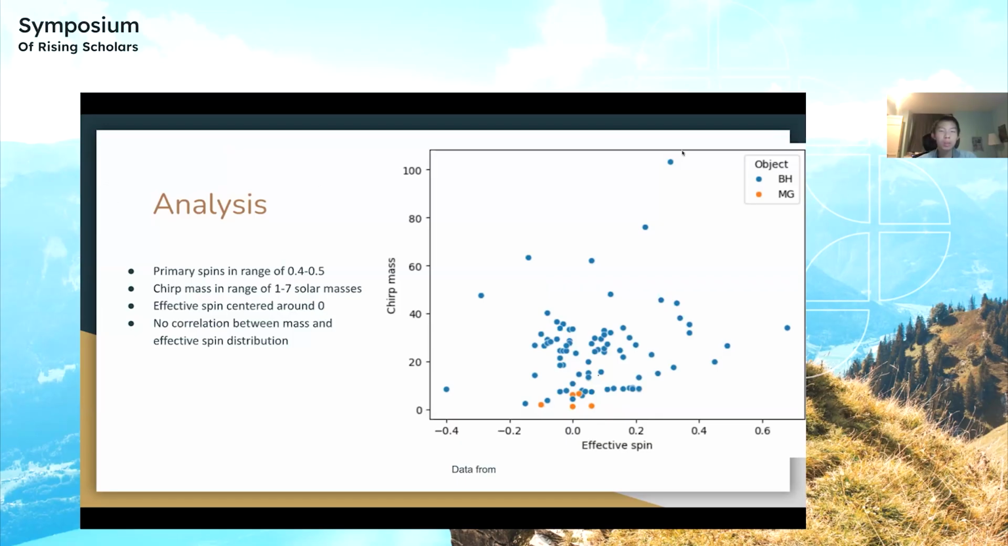So we did a lot of these estimations, and we plotted all of the results inside this graph, which shows the effective spin to chirp mass ratio of mass gap and black hole objects. As you can see, the primary spins, effective spins, are in the range of negative 0.2 to 0.2, and the chirp masses are between 1 and 7 for mass gap objects specifically, but there's a much larger distribution for black holes.